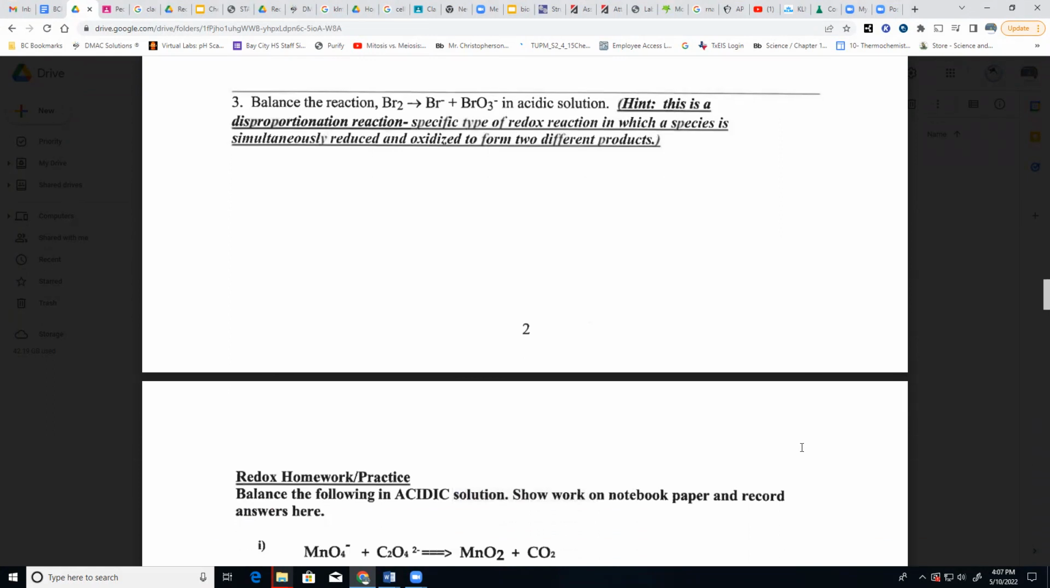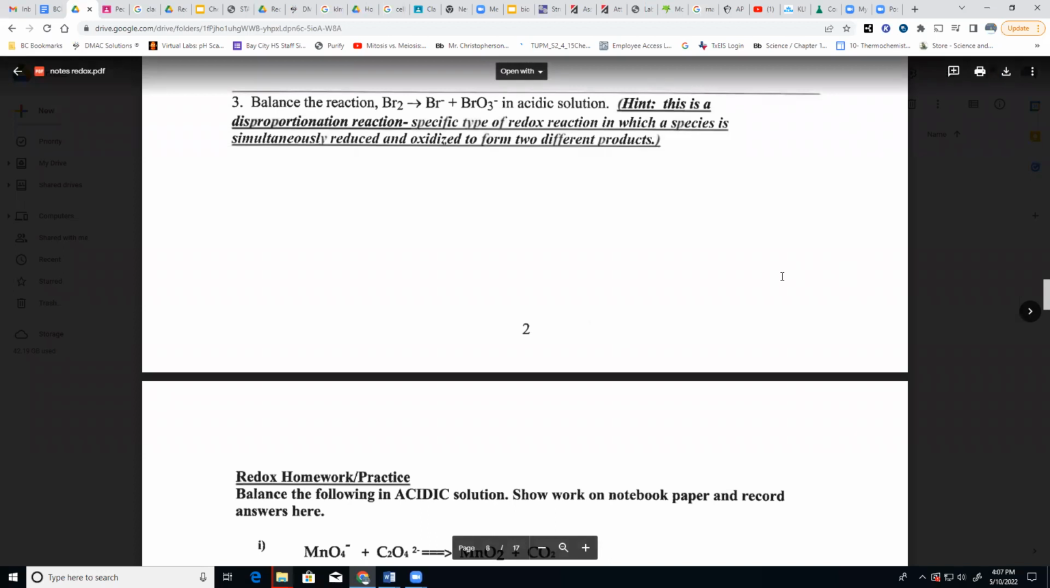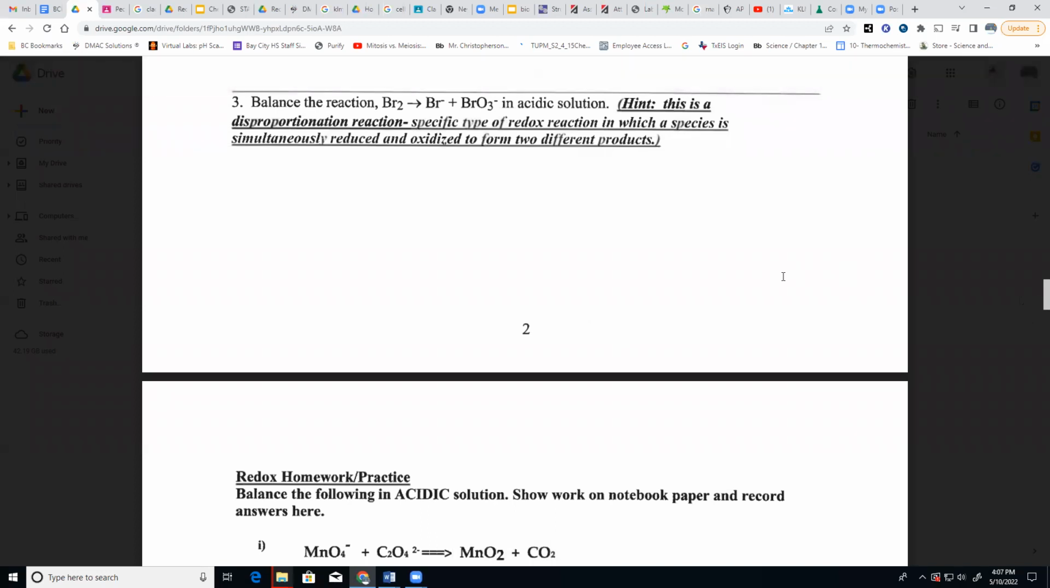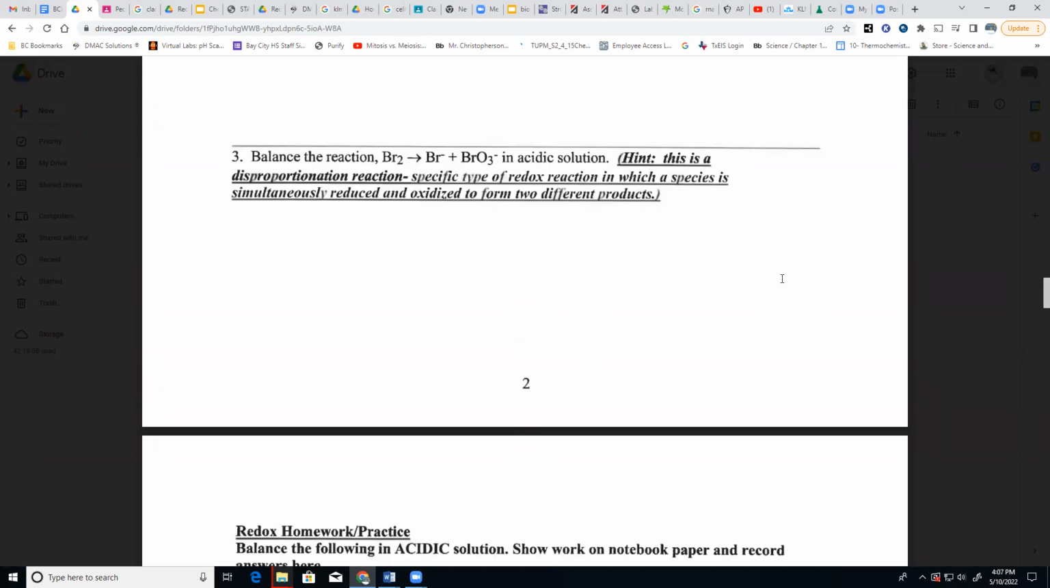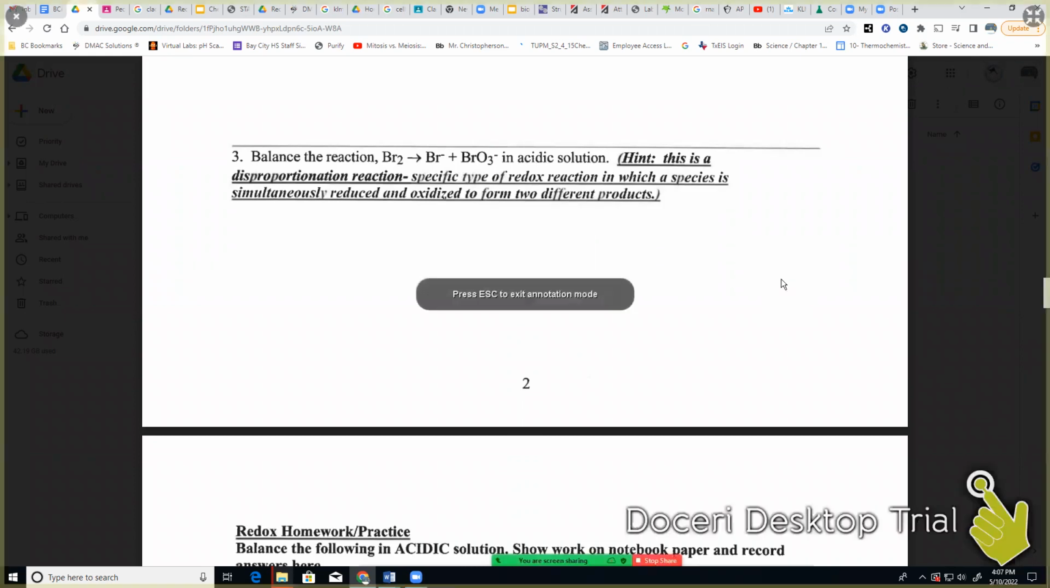Number 3 is a little bit hard. I'm telling you that it's a disproportionation reaction, which means a redox reaction in which a species is being simultaneously, I can't say that word, or at the same time reduced and oxidized. And what I mean by that is if we look at this, my bromine is 0 and it goes to -1. So it's being reduced, and then it's 0 going to a +5. So it's also being oxidized.